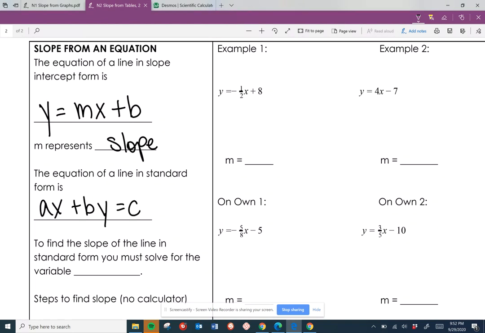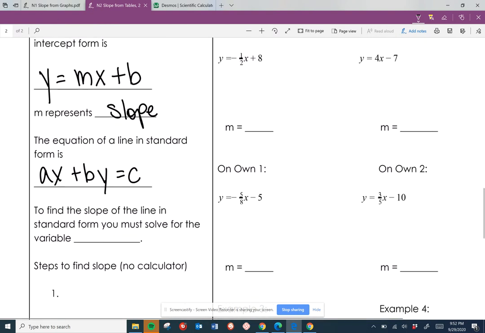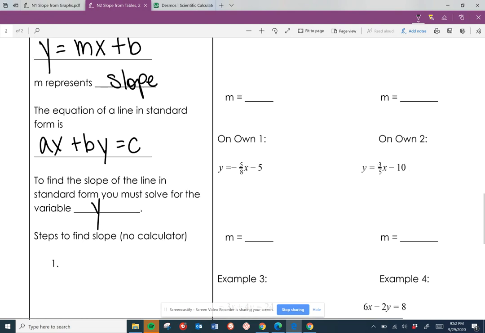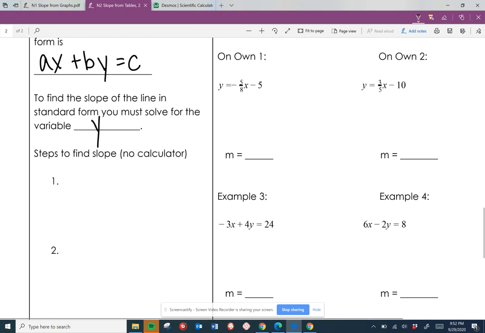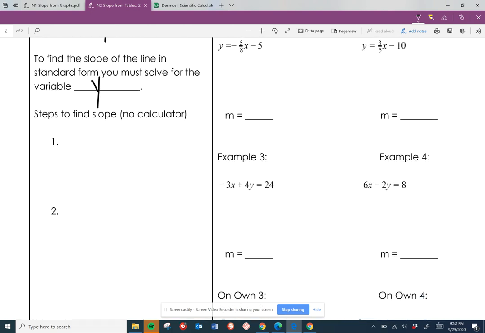We've done some practice problems like this, and all of these will have two steps to them. The first step is going to add or subtract the x's to the right. And then we will divide by the coefficient of y.